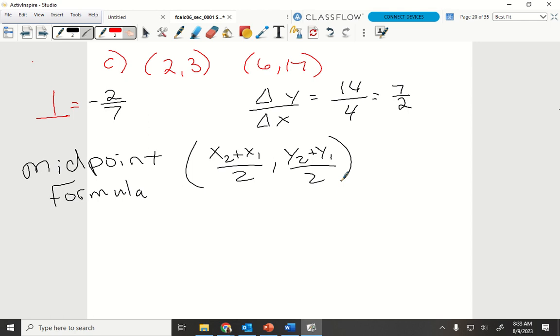So I'm going to take this, so that's going to give me 2 plus 6 over 2. Crap, I did it again. 8 divided by 2 is 4, and the other one is 3 plus 17 over 2, which is 20 divided by 2 is 10.